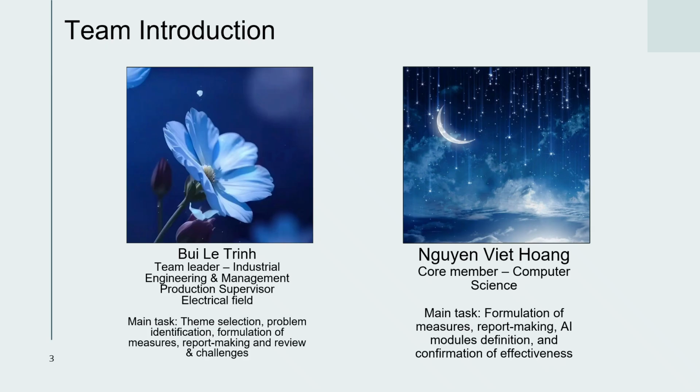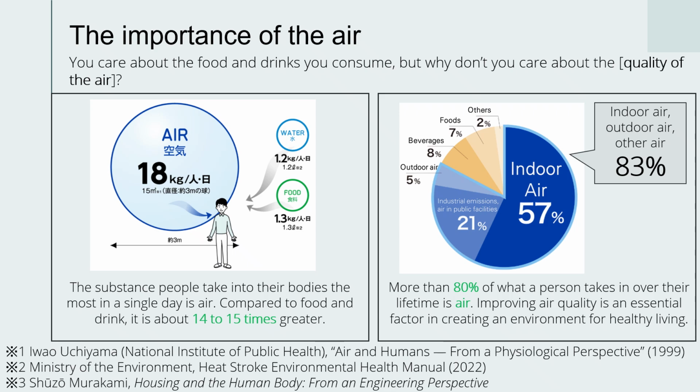My team member is Nguyễn Việt Hoàng. His major is computer science and his main tasks are the formulation of measures, report making, AI models definition, and the confirmation of effectiveness. About the background of the project, I will present about the importance of the air.